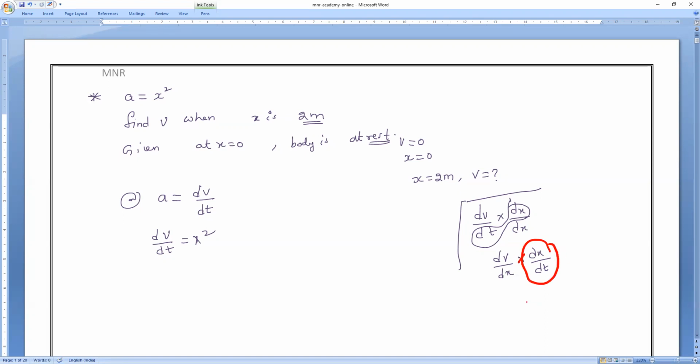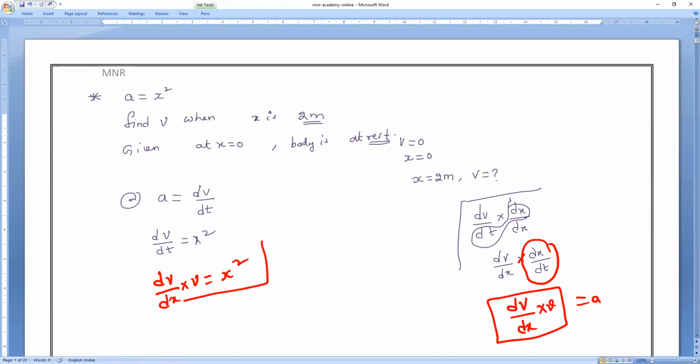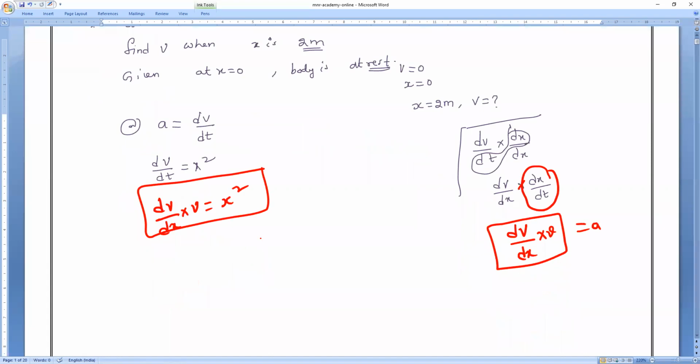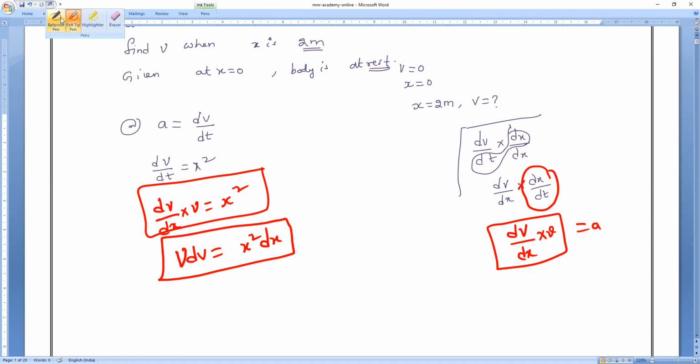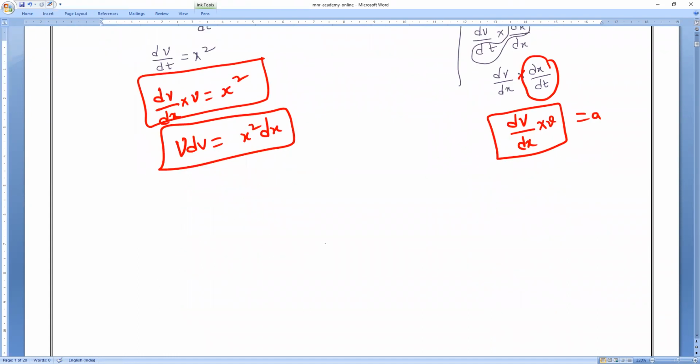We all know displacement by time gives you what? Velocity. So instead of dv by dt, can I write it as dv by dx into v is equal to acceleration? Yes. Now from this I can write v dv is equal to, dx in division will come this side and become multiplication, so v dv is equal to x squared dx.